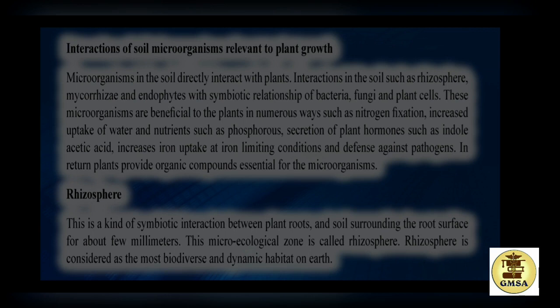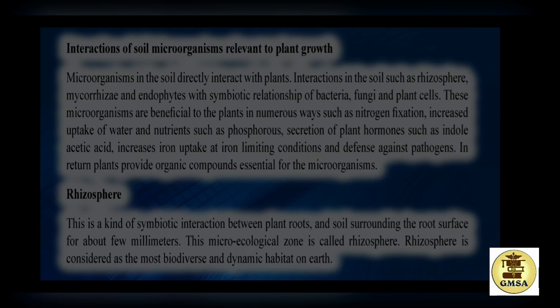Then moving on to rhizosphere. This is a kind of symbiotic interaction between plant roots and the soil surrounding the root surface for about a few millimeters. Now this is the immediate soil environment of the plant that interacts with the root of the plant directly. This microecological zone is called rhizosphere. Rhizosphere is considered the most diverse and dynamic habitat on Earth. Now that point is really important.